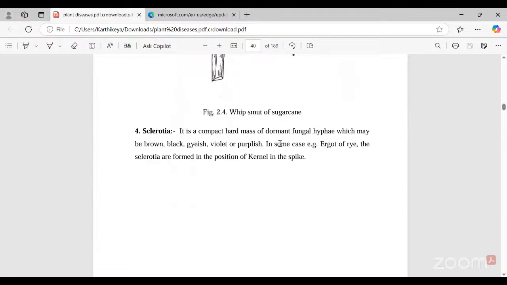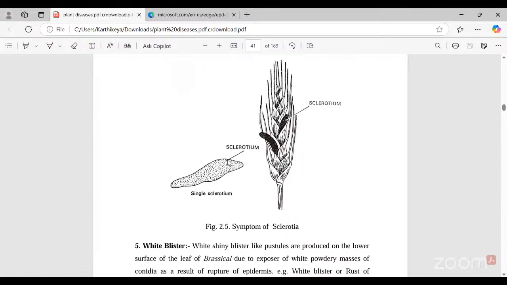Next one is the sclerotia. It is a compact hard mass of dormant fungal hyphae, which may be brown, black, grayish, violet or purplish in color. In some cases, for example ergot of rye, the sclerotia are formed in the position of grain in the spike. See, this is the sclerotium, a single sclerotium. This is the enlarged symptom of sclerotia.